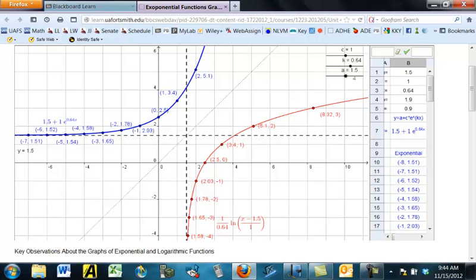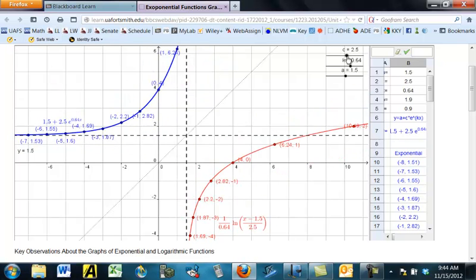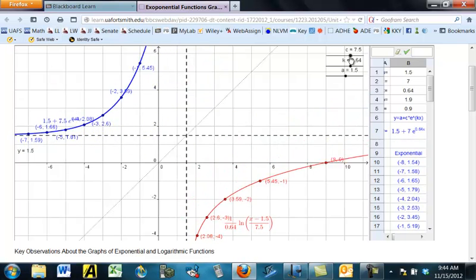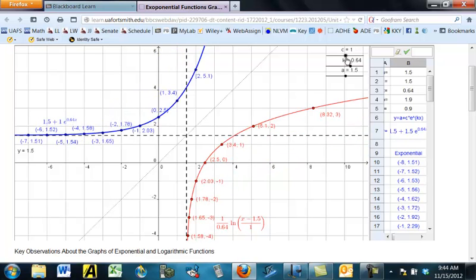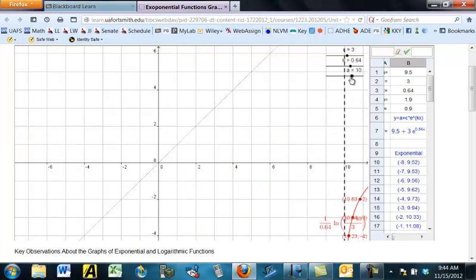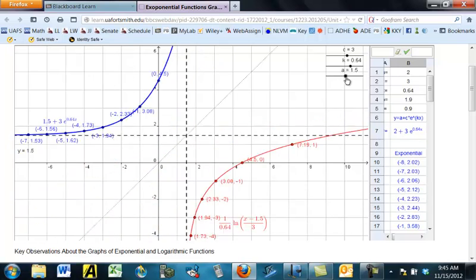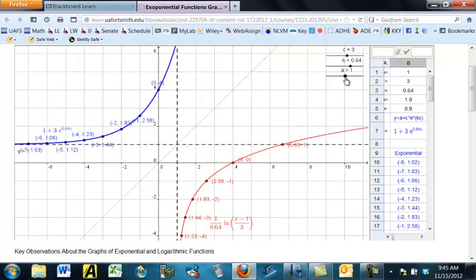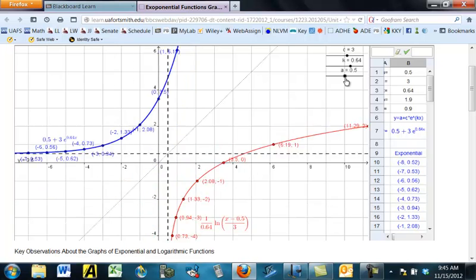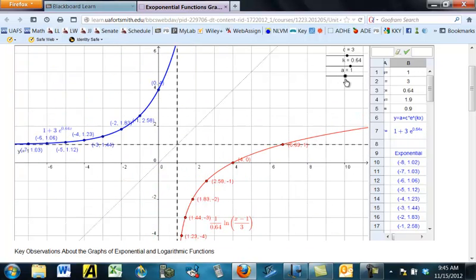Okay, and I've still got key points identified here where they just switch the x and y, so you can see pre-image and image. So notice if the c is positive or negative, we'll get to the c in a minute. A is just simply the asymptotes, so it's going to move those around. So you can have a positive or a negative asymptote. It doesn't make a whole lot of difference.